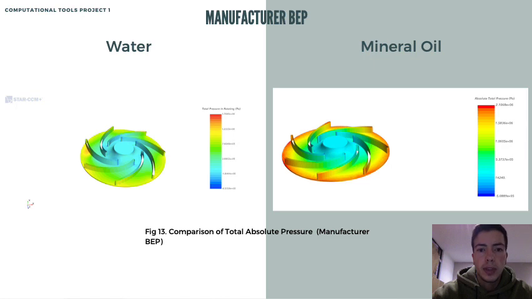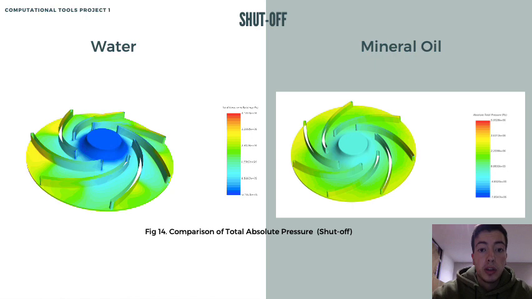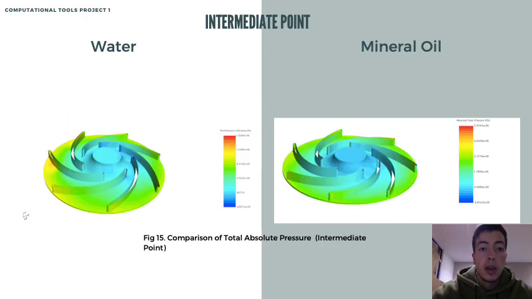Now, in order to carry out the cavitation analysis of the manufacturer's BEP with water and mineral oil, we observe that there is no cavitation present. This is because, observing the graphs and also the range of the total pressure present in both water and mineral oil, we can deduce that the operating pressures of the fluid are lower than the vapor pressures of both fluids, water and mineral oil. The same case is present in the shutoff and in the intermediate point.